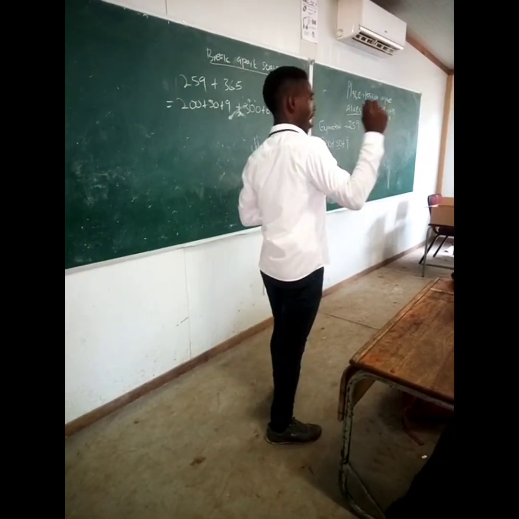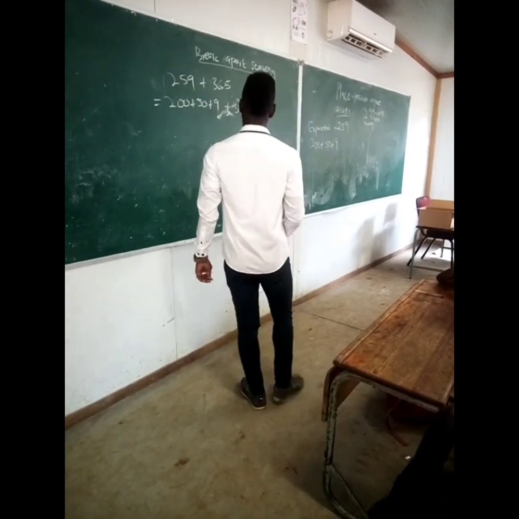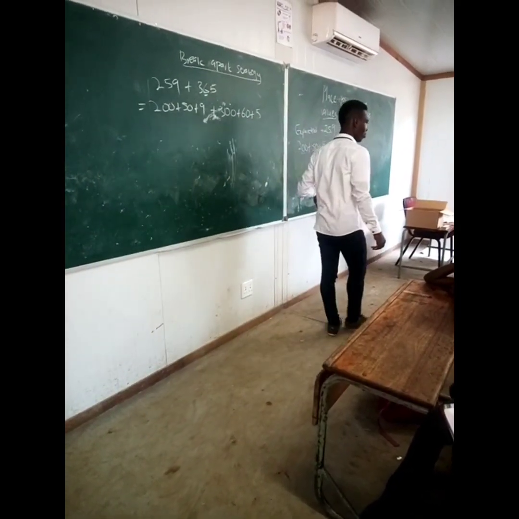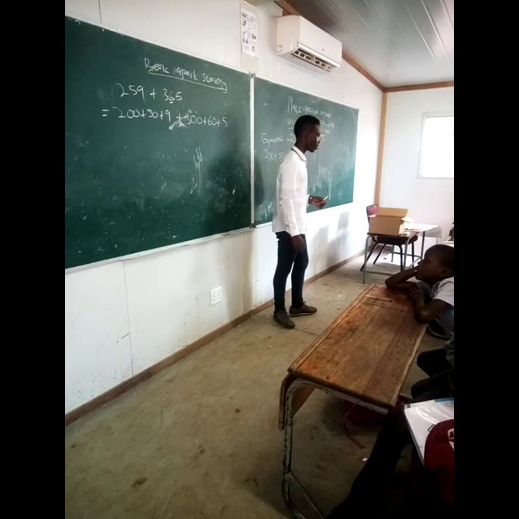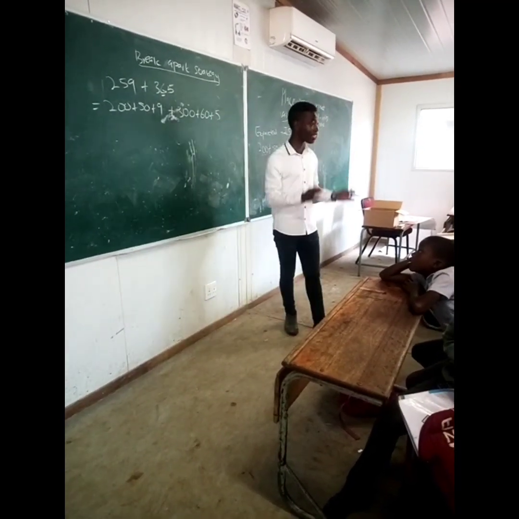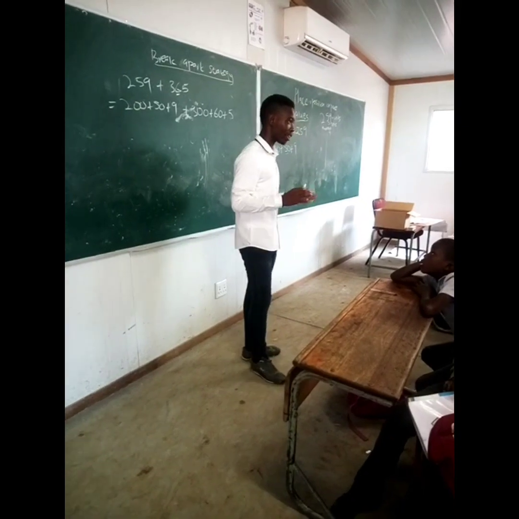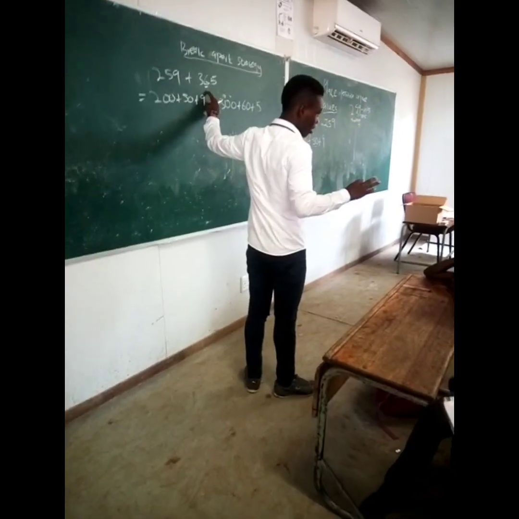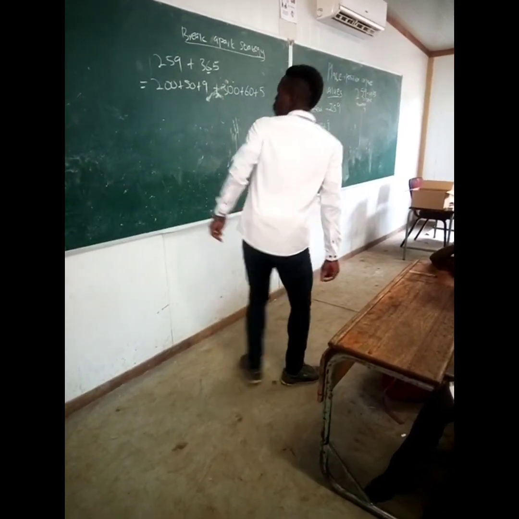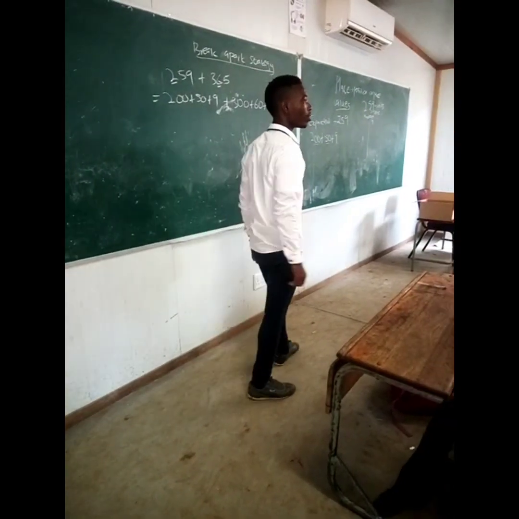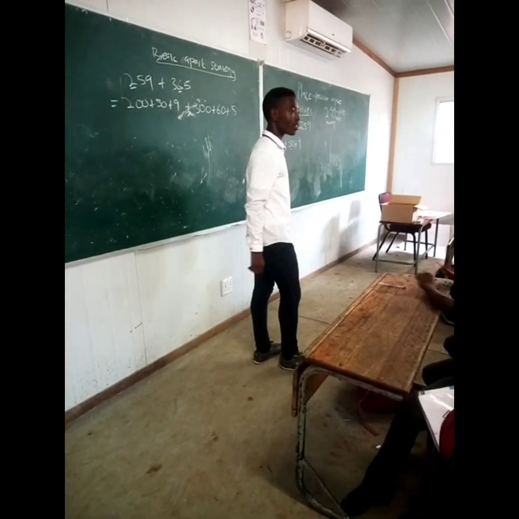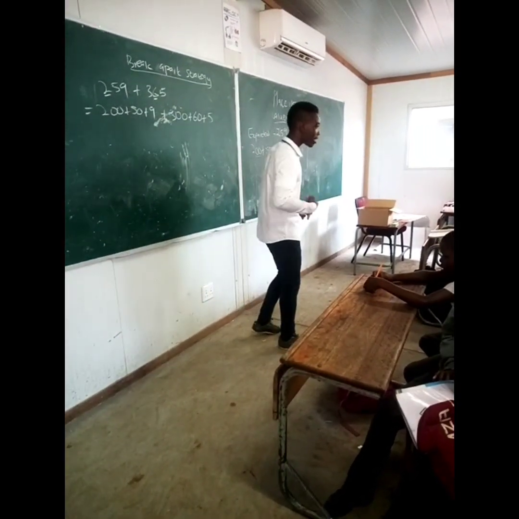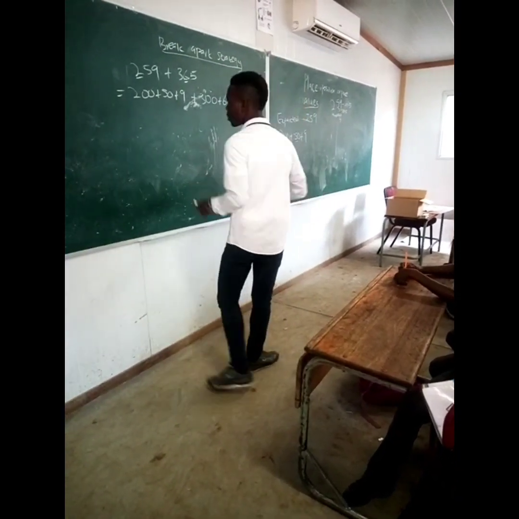If I ask you, what does the 6 represent according to this value? 6 represents tens. It is on the tens place. What about this 2? It represents 100. Now let's carry on and calculate this number.